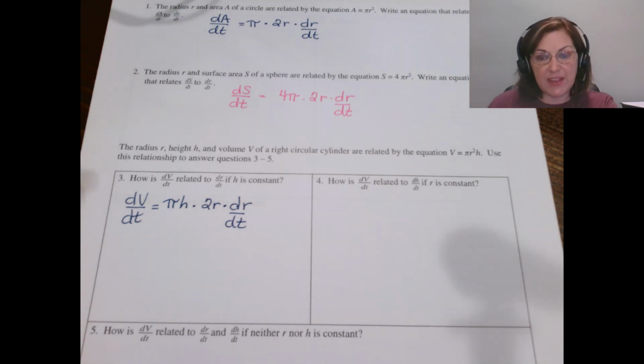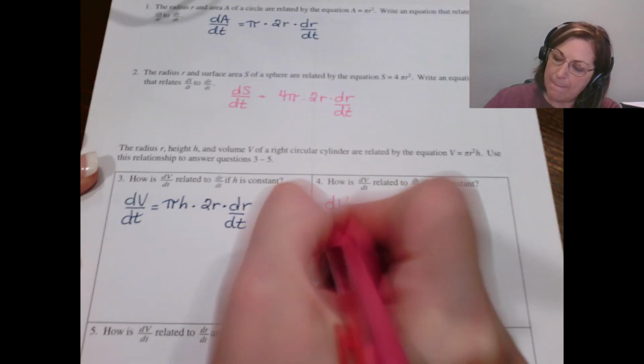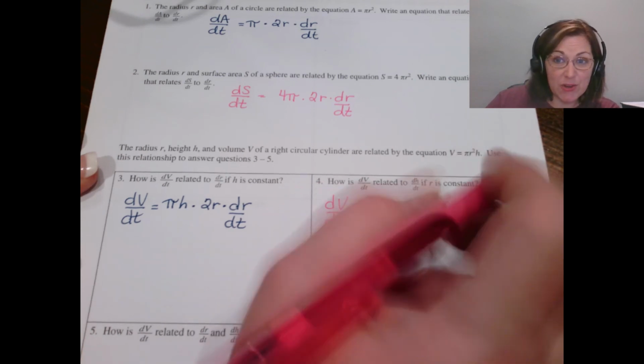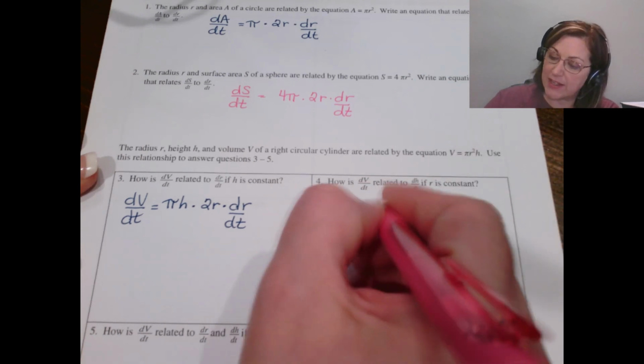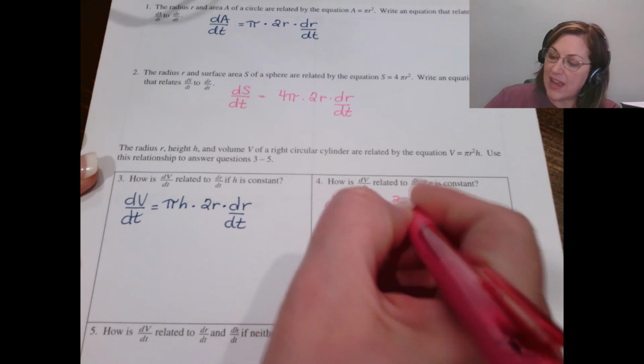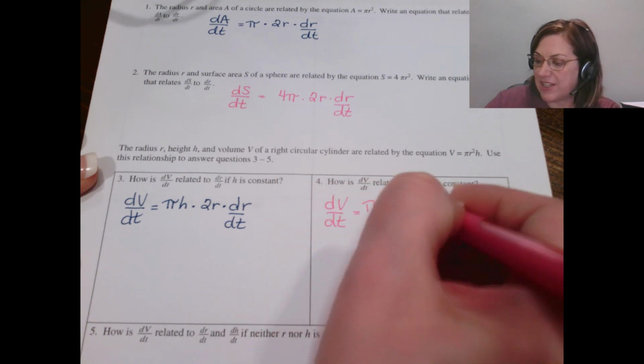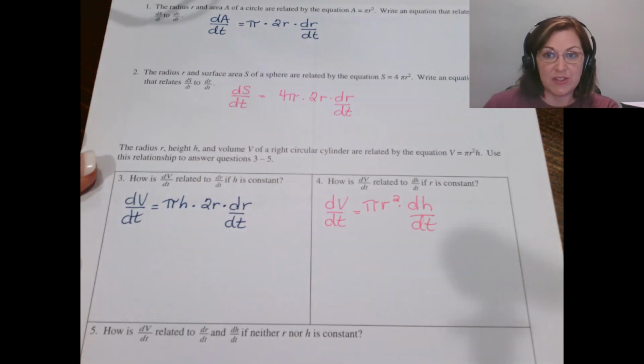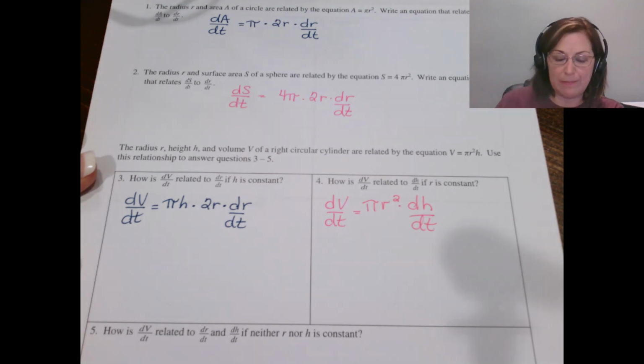Let's do the same thing with number 4, except this time r is constant. So we have dV/dt. We have pi r squared as our coefficient since r is constant. And then we have dh/dt when we take the derivative there. So depending on which one is constant, that lets us know which one is the coefficient.